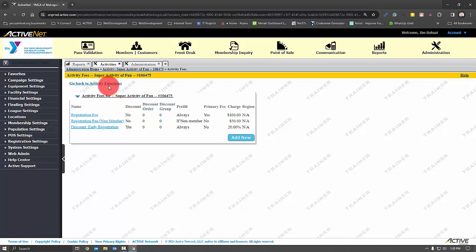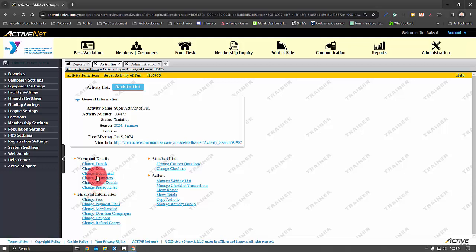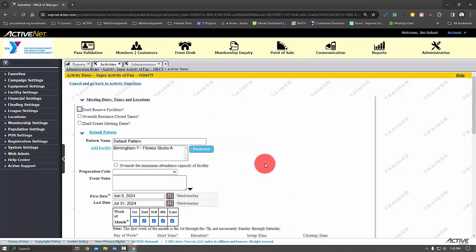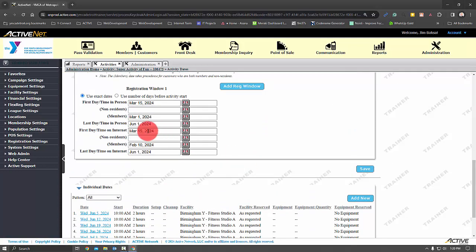And the other thing is, because we've based this on our registration dates, this is actually only going to apply to people who register on the internet. So first day on the internet for a member is February 10th. That is the first day of the discount. The last day of the discount is February 16th. I'm sorry, February 15th, because February 15th is the first day that you can enroll.